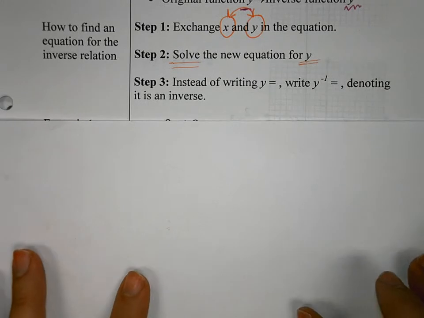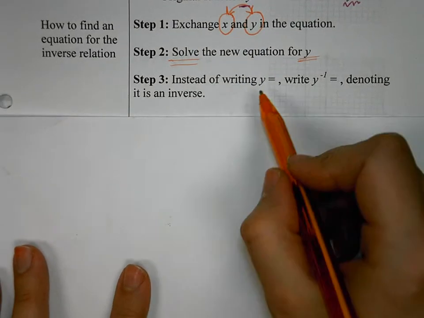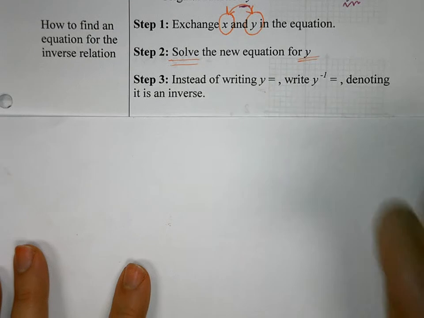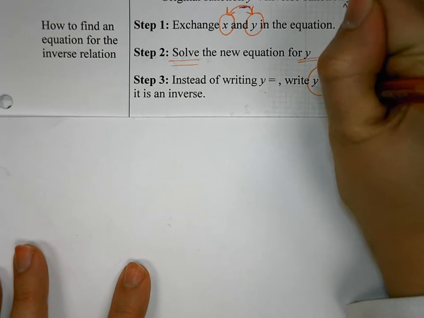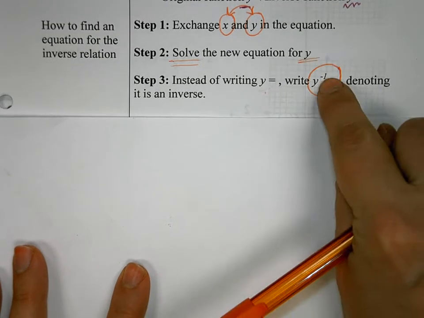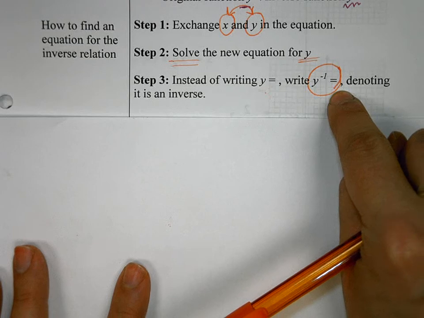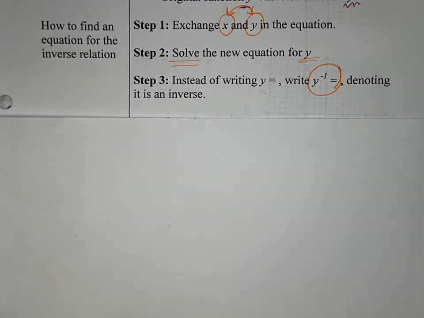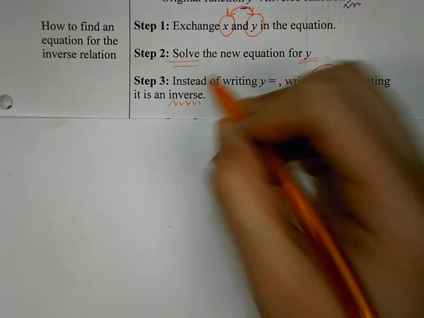So after you get y by itself, instead of leaving it as y, it's now an inverse. So you want to make sure that you note it as y inverse equals, so that we know that you found an inverse function. So that's what makes it an inverse.